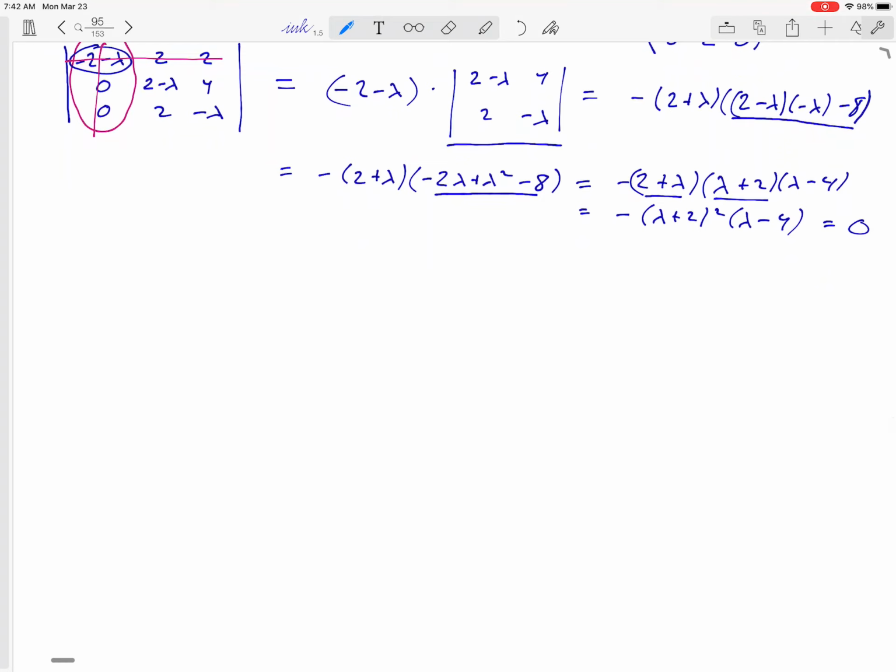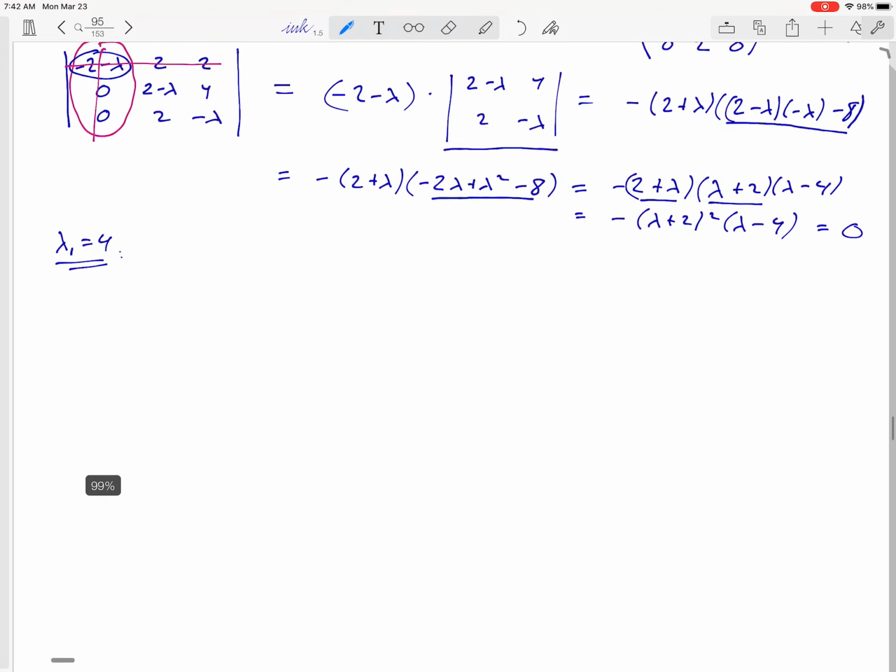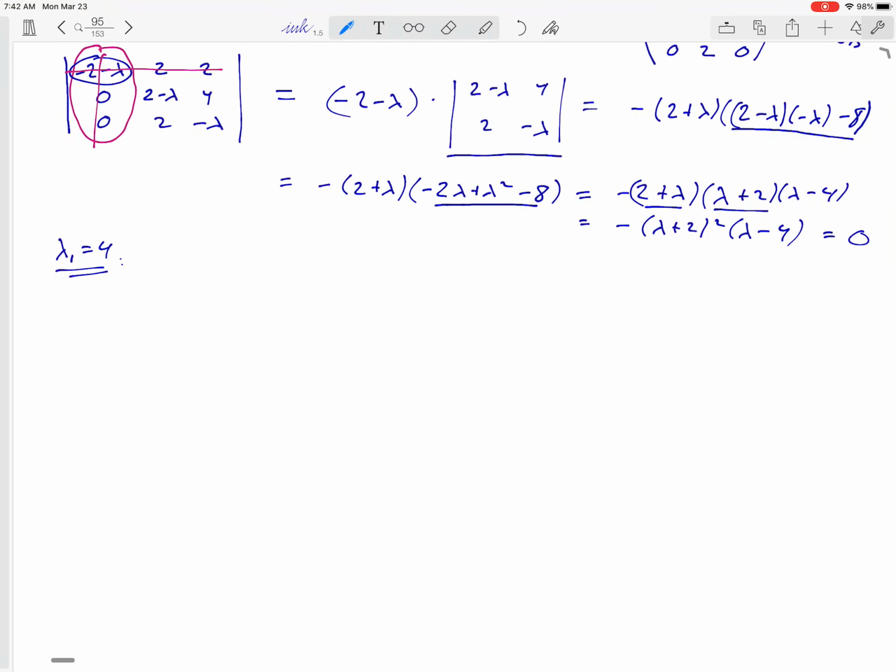Let's look at those two eigenvalues one at a time here. We'll start with the positive one, lambda 1 equals 4. The idea again is we need to solve a system of equations. So we're going to go back up to our matrix at the top here, and we need to plug in lambda equals 4 for each of the lambdas that you see. Imagine putting a 4 in place of all of those lambdas.